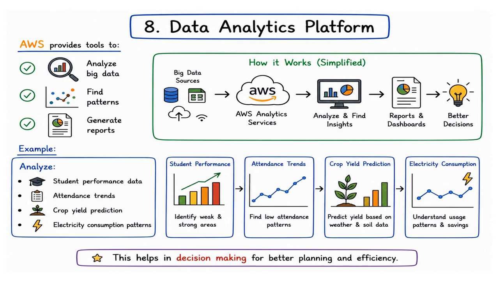Some real-time examples where this can be used are student performance data analysis, attendance trends, crop yield prediction and electricity consumption. This helps in decision making for better planning and efficiency. So this was about the features of AWS. Thank you.